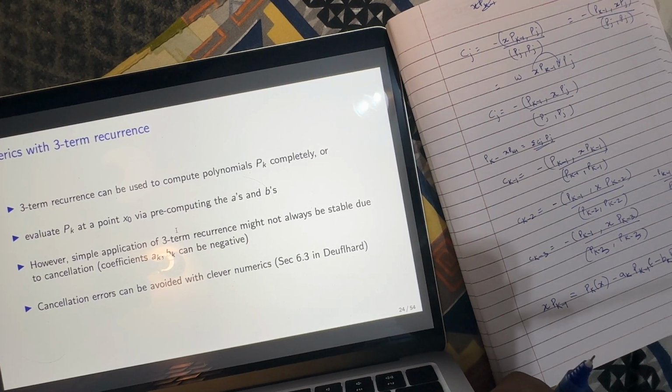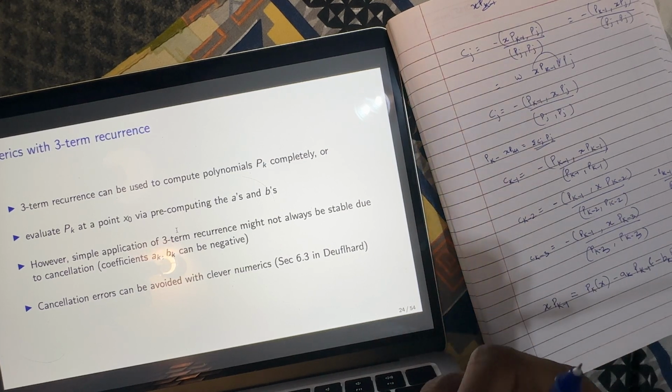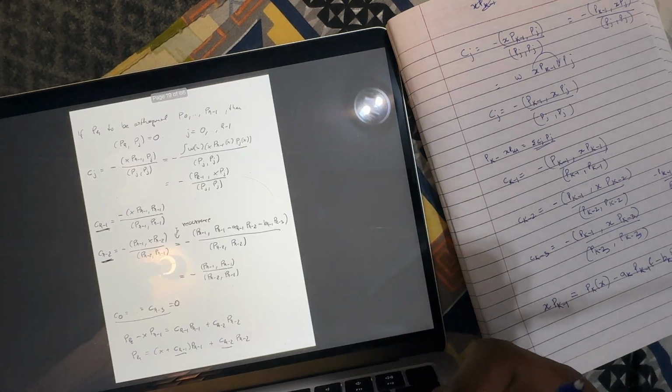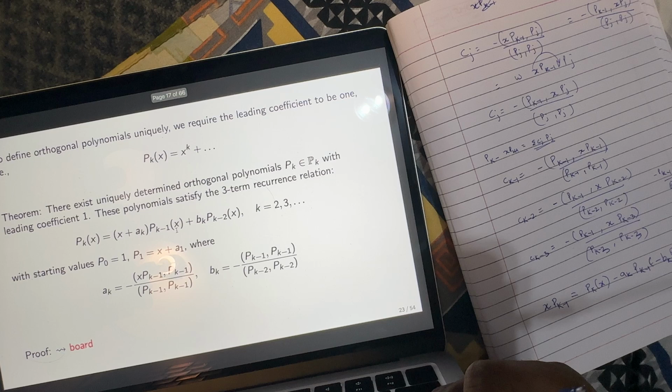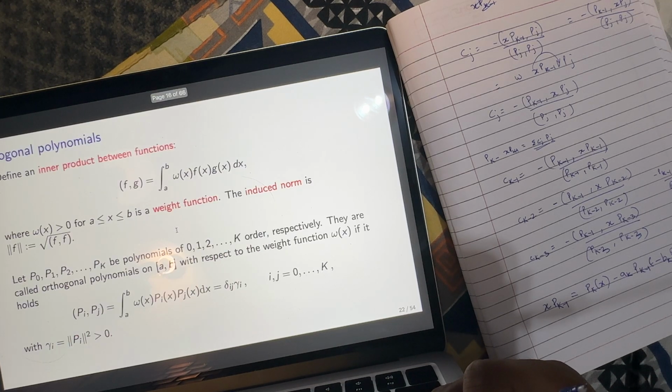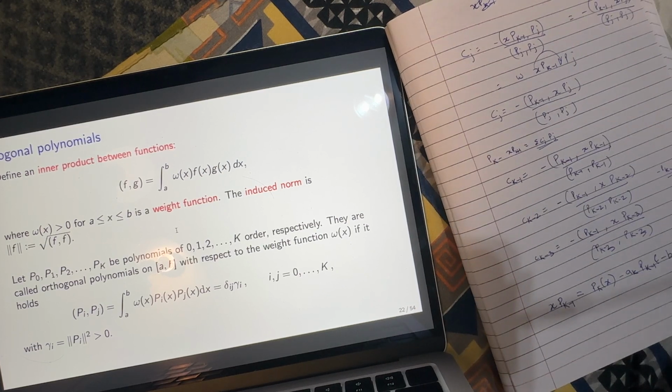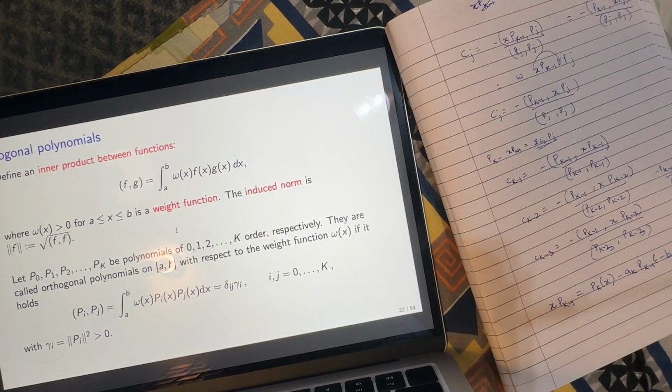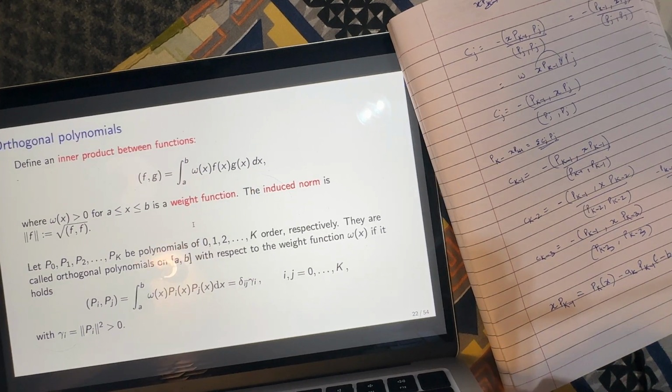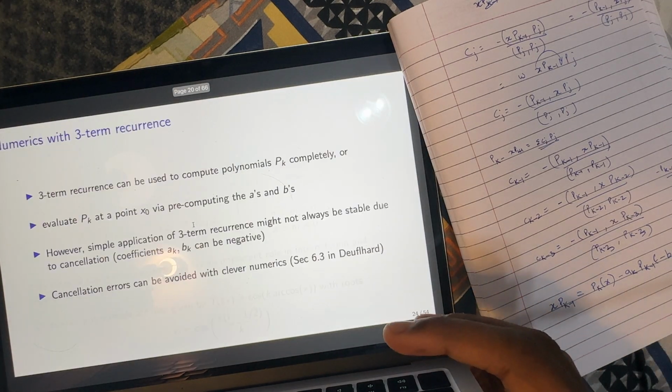Cancellation errors can be avoided with clever numerics. So use this 3-term recurrence relation and you can obtain pk. What is pk though? pk were orthogonal polynomials of up to space k, of leading coefficient 1, right?